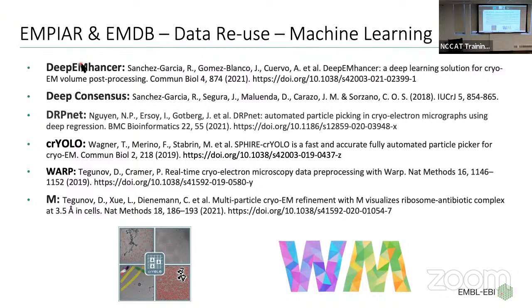So you've got things like Deep Enhancer, which is post-processing, and that uses all the half maps in the EMDB. Deep Consensus, which is for particle pruning, and uses EMDB and EMPIAR. DRPnet, particle picking, again, this is EMPIAR. cryoET, once again particle picking, and this used both EMDB and EMPIAR. And then Warp and M, which are involved in pre-processing, particle picking, image denoising, and refinement, which also use EMDB and EMPIAR. It's not just about machine learning though.